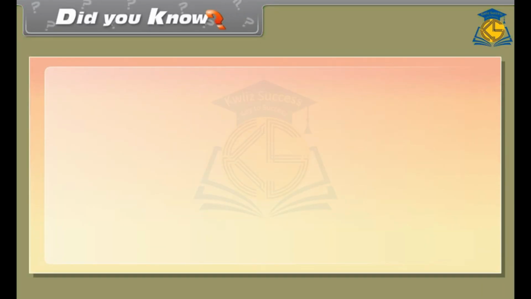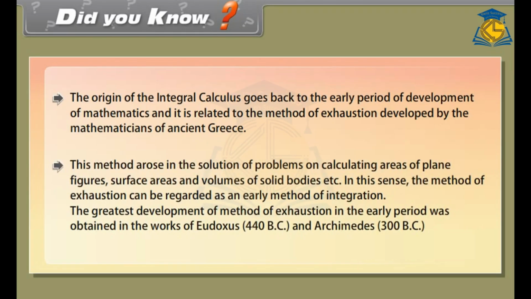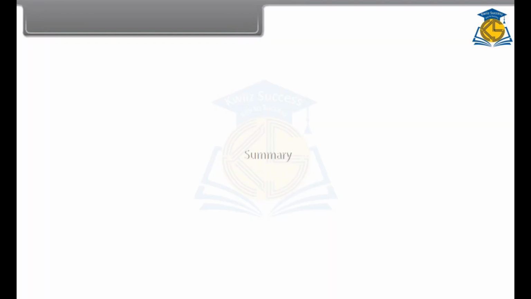Did you know? The origin of the integral calculus goes back to the early period of development of mathematics, and it is related to the method of exhaustion developed by the mathematicians of ancient Greece. This method arose in the solution of problems on calculating areas of plane figures, surface areas, and volumes of solid bodies. In this sense, the method of exhaustion can be regarded as an early method of integration. The greatest development of the method of exhaustion in the early period was obtained in the works of Eudoxus, 440 BC, and Archimedes, 300 BC.